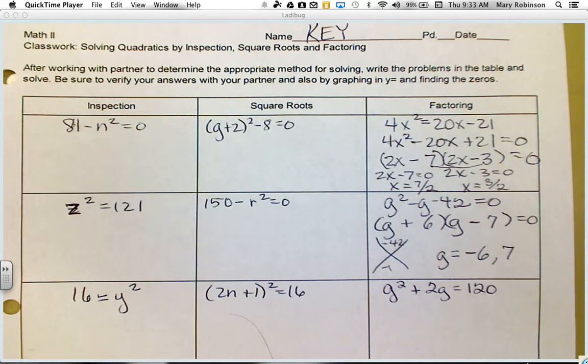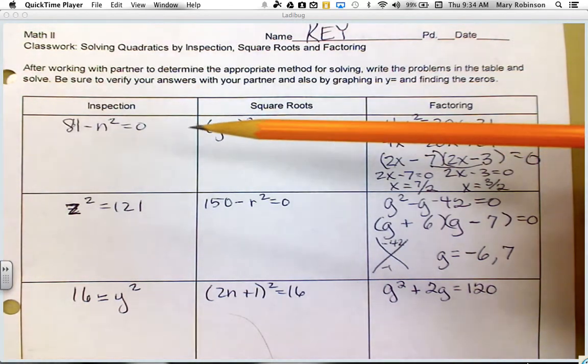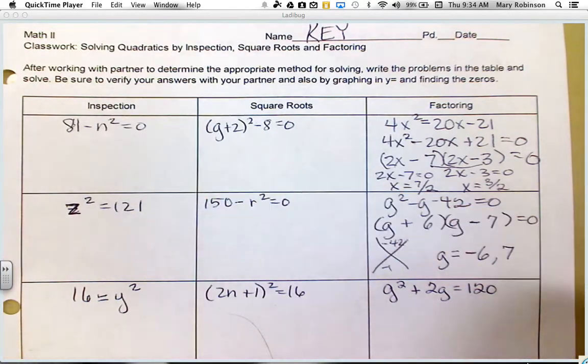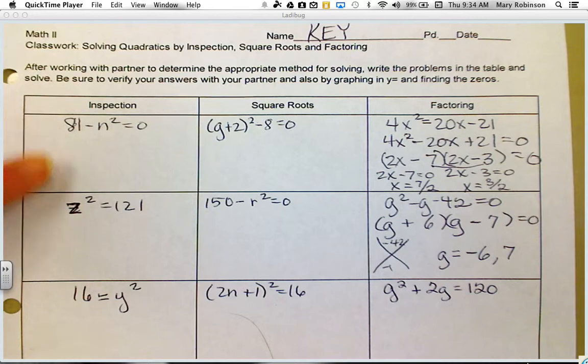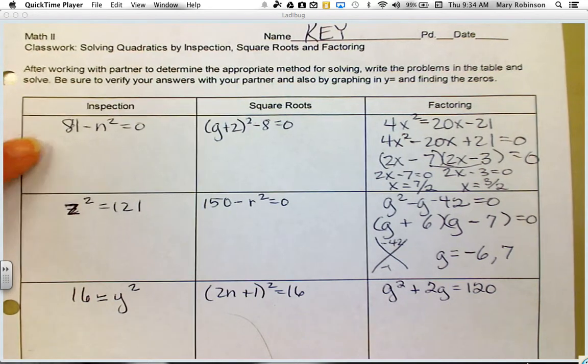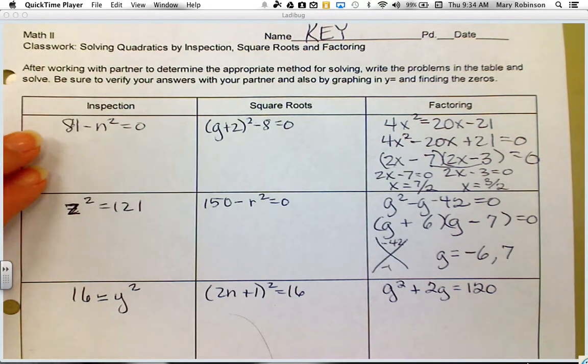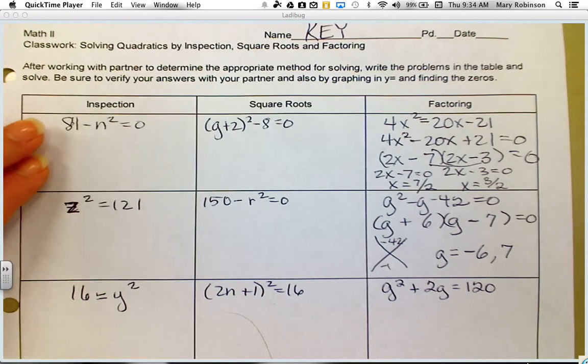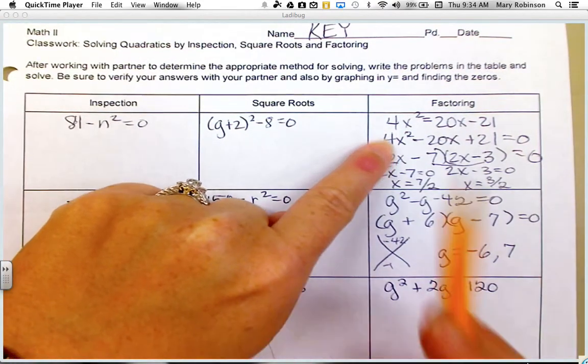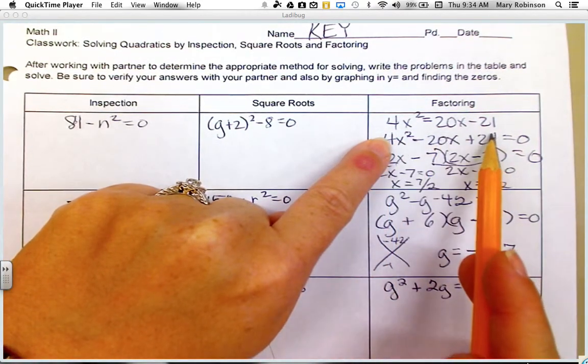All right, so today we're going to go over the classwork on solving quadratic equations by inspection, square roots, and factoring. So yesterday in class we worked on identifying what problems we would solve by inspection, meaning that we could look at it and simply tell the solutions by taking the square root of the constant. In order to use inspection, we wanted to make sure that there are only two terms. So we wouldn't use it for terms where we had the quadratic, the linear, and a constant term.